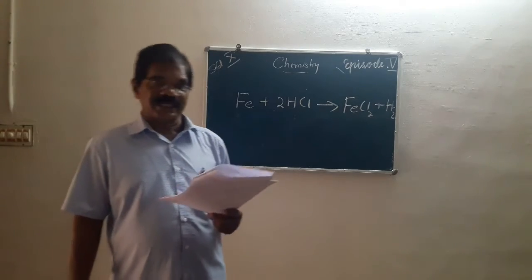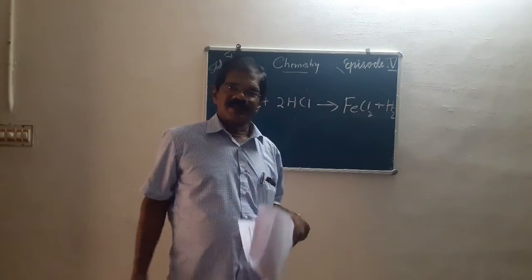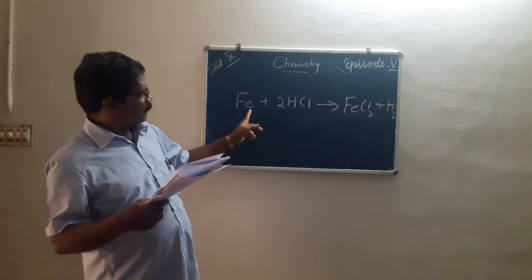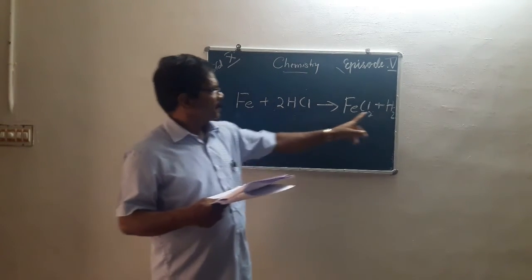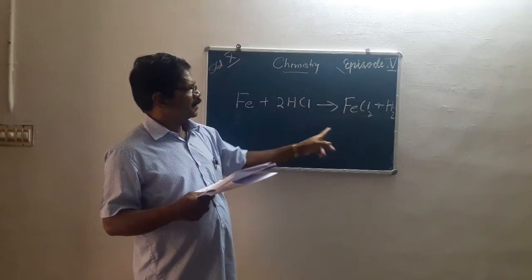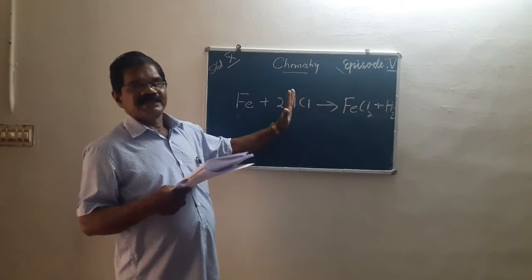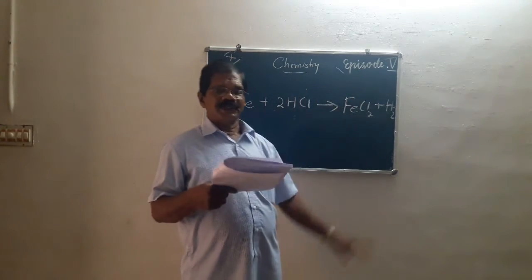One side is the reactant side and the other side is the product side. Here there is only one iron atom, and here only one iron atom. Here two hydrogen atoms, two hydrogen atoms, two chlorine atoms, two. It is a balanced equation. Why? The number of each atom on both the product side and the reactant side are equal. So it is said to be balanced.